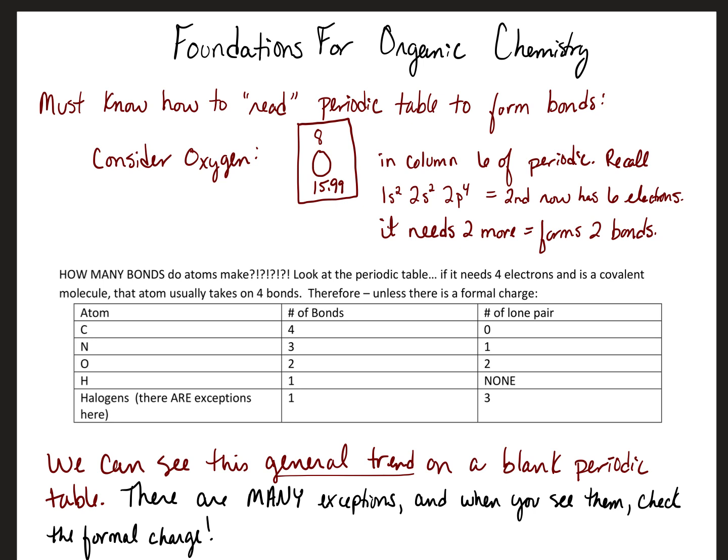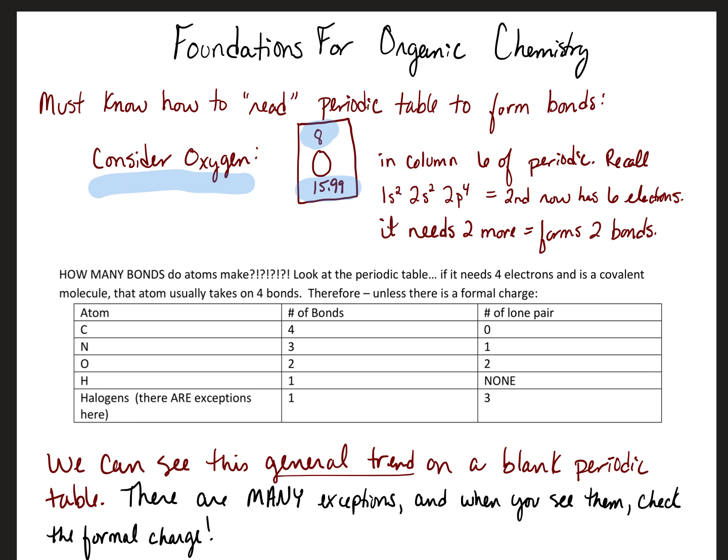So let's get started. The first thing you need to know is how to read the periodic table and realize that this is highly related to how bonds are formed. Okay, so let's think about oxygen. Remember that oxygen has an atomic number of 8 at the top on the periodic table with a 15.99. Now you should know how to determine how many electrons and protons and neutrons that is, but when it comes to organic, we're really interested in bonds that are being formed.